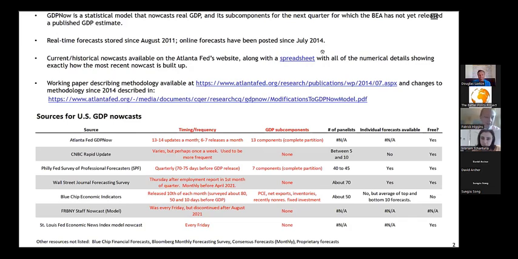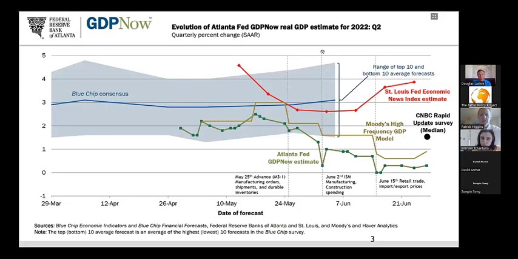The Blue Chip Economic Indicators is released once a month, but that's proprietary, and it only has partial subcomponent detail on GDP nowcasts. So this slide here is essentially one of a number of slides and tables and spreadsheets that we put up on our website. This is probably the most popular one. That green line that's drifting down, starting at around 2% in late April and drifting close to zero currently, is the evolution of the GDPNow forecast for second quarter growth as it's accumulated more data.